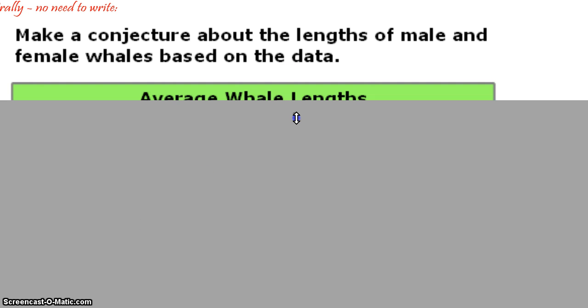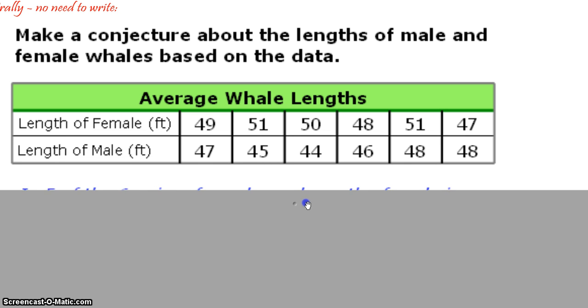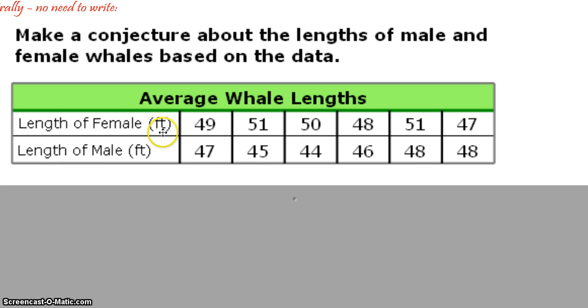Let's do another one of these conjectures based on data from the whale population. So this particular set of data is comparing the lengths of male and female whales. So this is interesting. Here's a table of information for average whale lengths. We have the length of females and we have the length of males. So take a moment to kind of observe. What do we see here? And what do you notice?